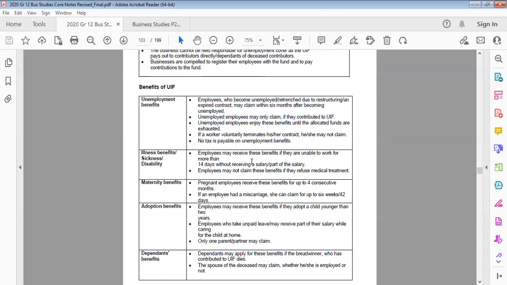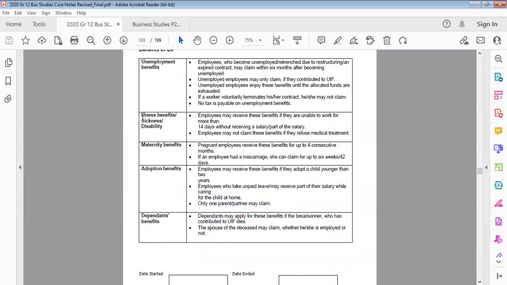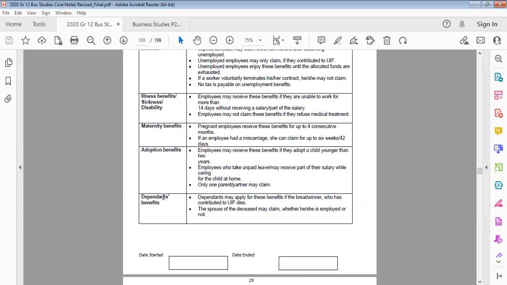Okay, benefits of UIF: unemployment benefits, we are good with that. Read through that, people. Make sure you have at least 3 or 2. Illness benefits, maternity benefits. This is with pregnant employees. They receive up to 4 consecutive months of leave. Adoption benefits. If they adopt a child younger than 2, they take unpaid leave and receive benefits while caring for the child at home. And dependents' benefits. If you are the breadwinner who has contributed to the UIF, the spouse of the deceased may claim whether he or she is employed or not.